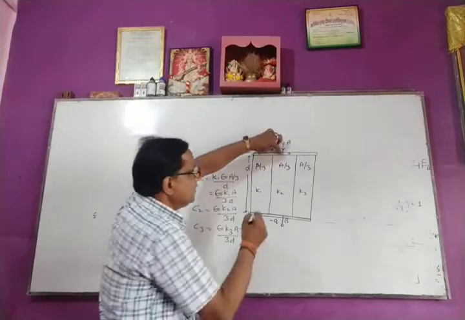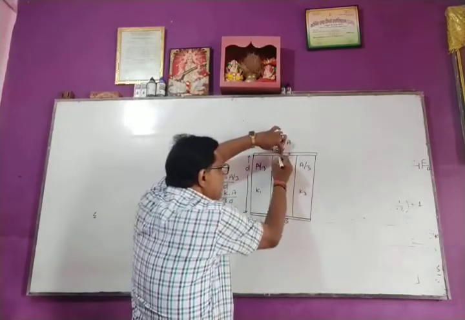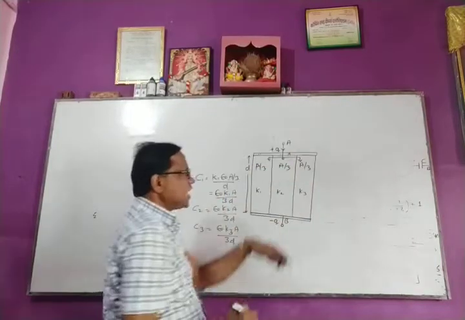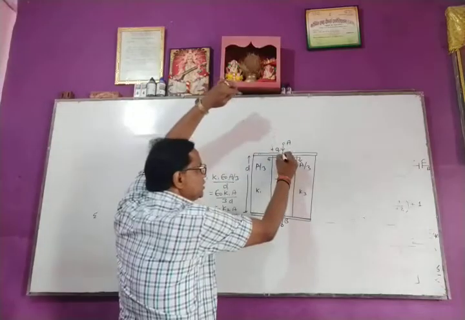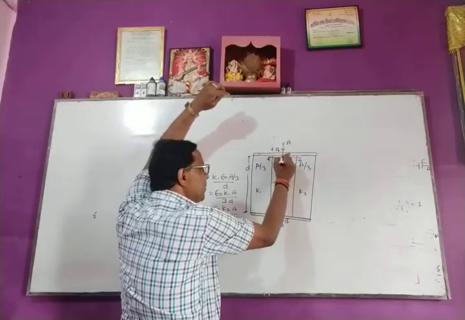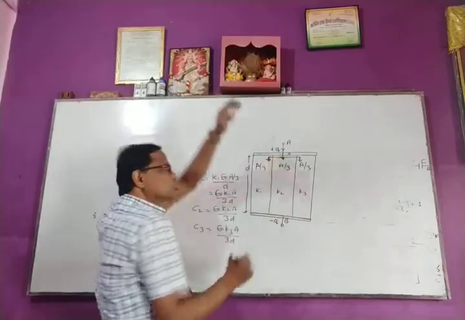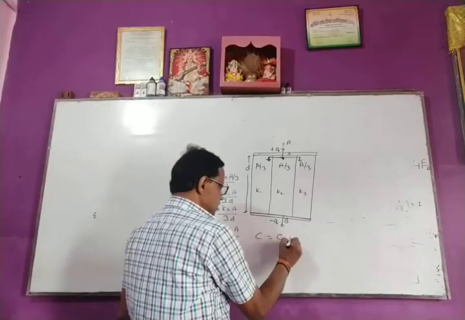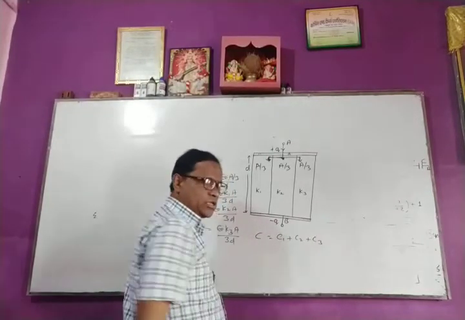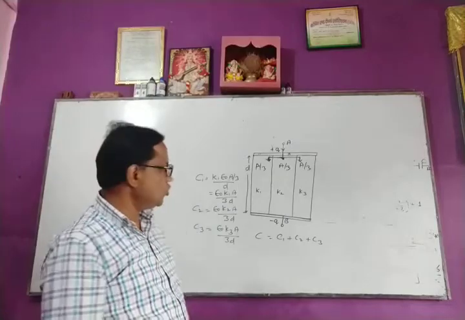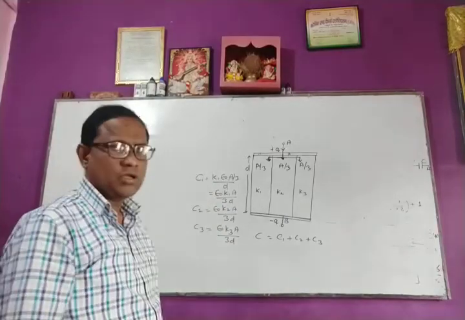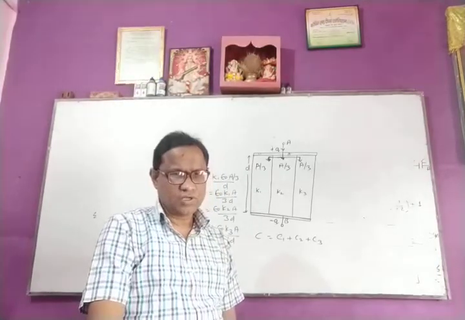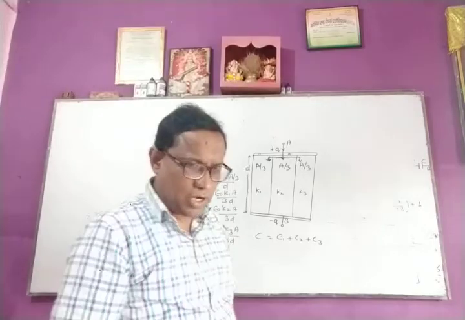So charge is divided in these three parts. Charges are distributed in first part, second part and third part. So they are in parallel connection. So C is equal to C1 plus C2 plus C3. So we can add all these individual capacitances of the capacitors.